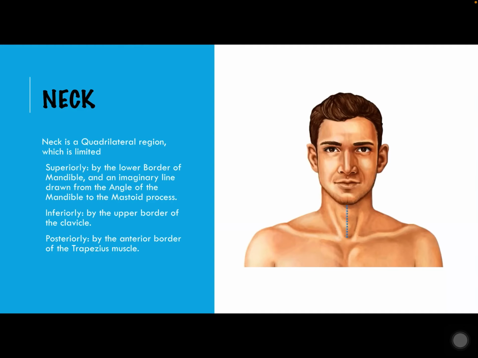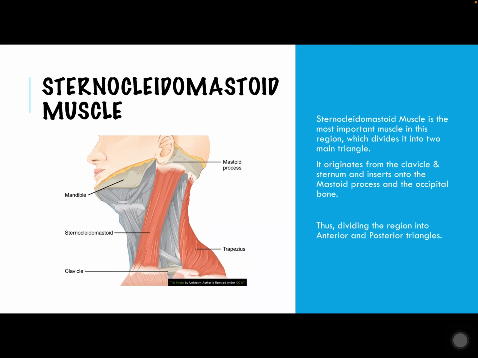So the neck is a quadrilateral region which is limited superiorly by the lower border of the mandible and an imaginary line drawn from the mandible to the mastoid process. Inferiorly, it is bordered by the upper border of the clavicle, and posteriorly by the anterior border of the trapezius muscle.